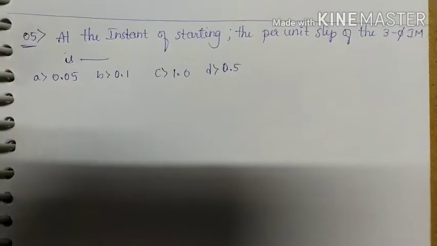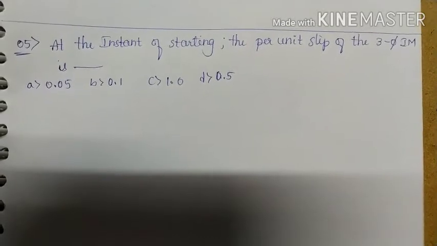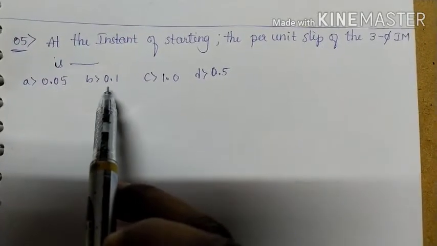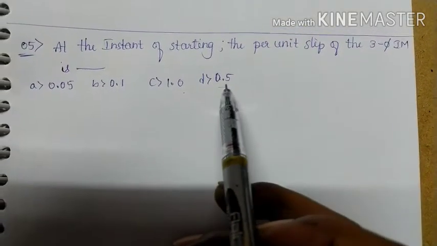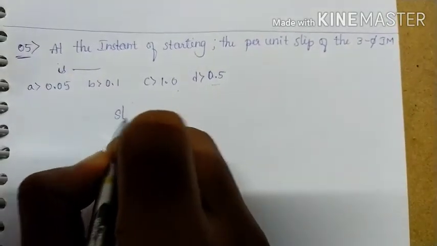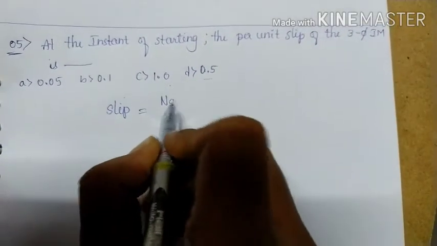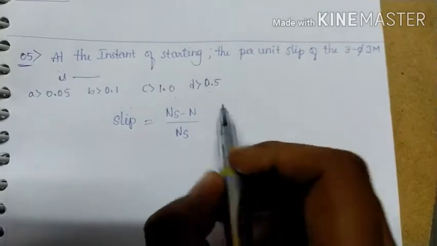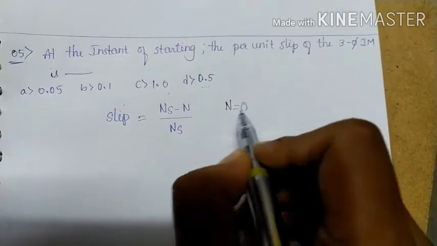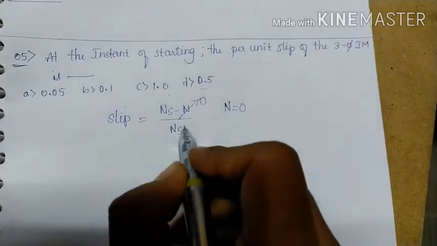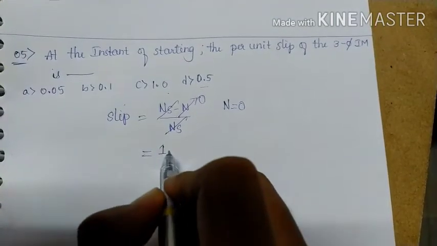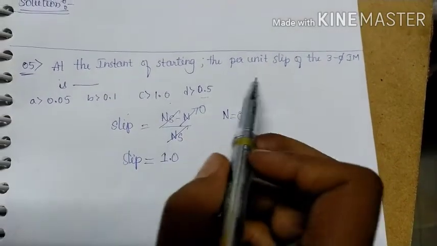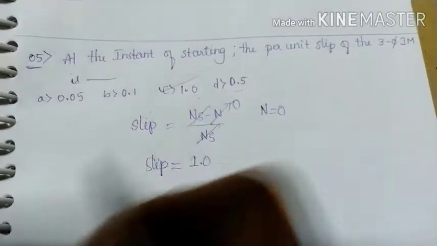Here is the next question. At the instant of starting, the per unit slip of a 3-phase induction motor is dash. The options are A 0.05, B 0.1, C 1.0 and D 0.5. We know the formula for slip is Ns minus N divided by Ns. At the instant of starting, the speed N will be 0. So after cancelling, we will get slip as 1. So 1 per unit will be the answer.